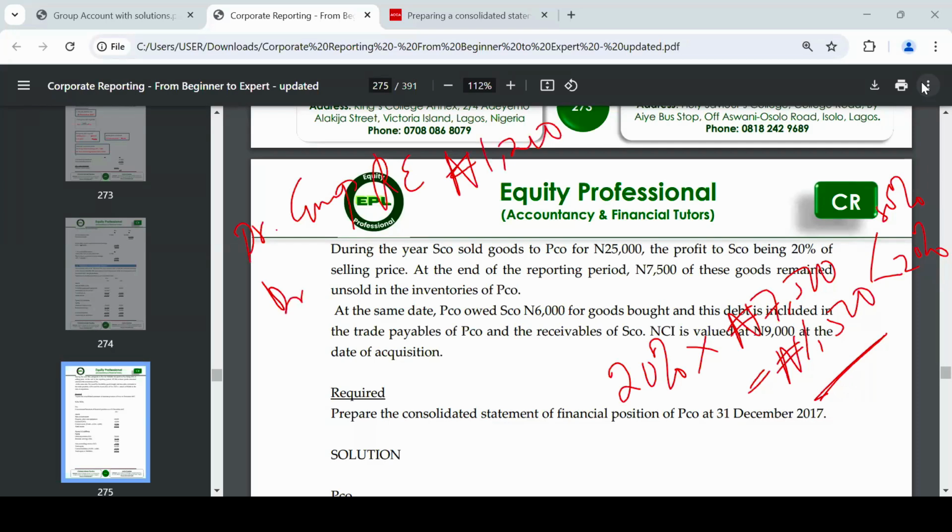And then we debit NCI, 20% of 1,500, which should be an amount 300 naira. And then we credit inventory, 1,500. Okay? Is that understood?